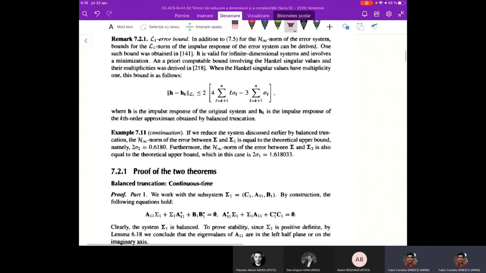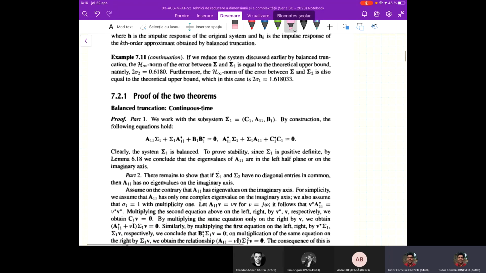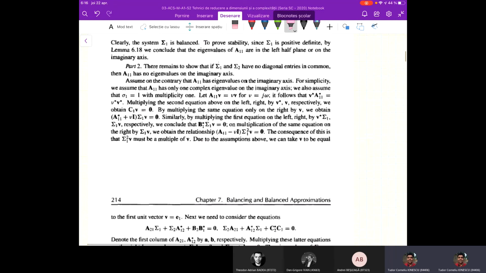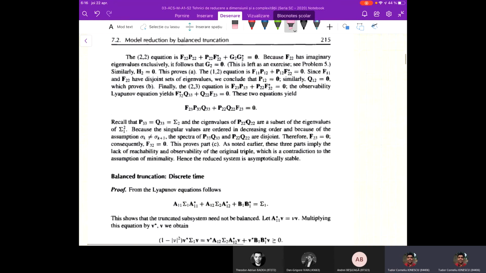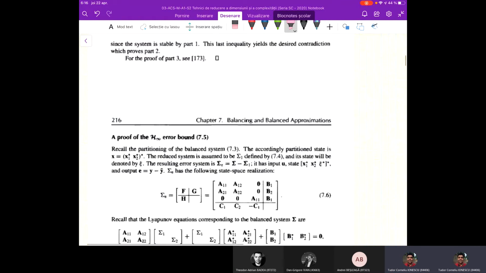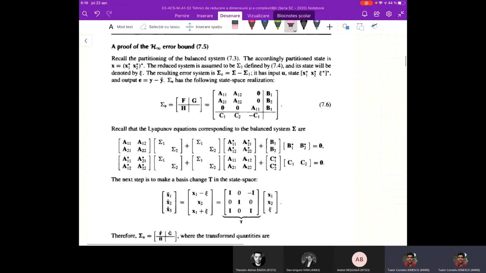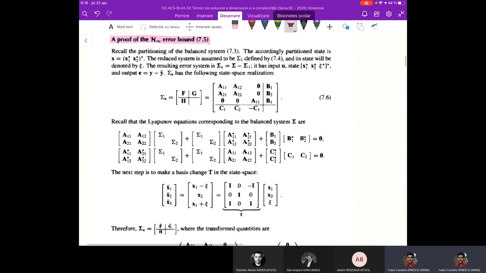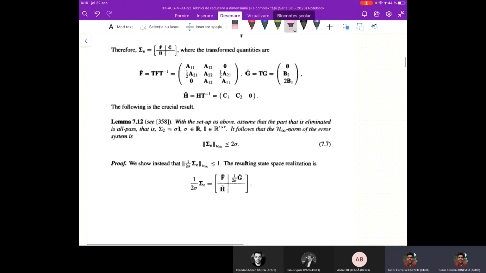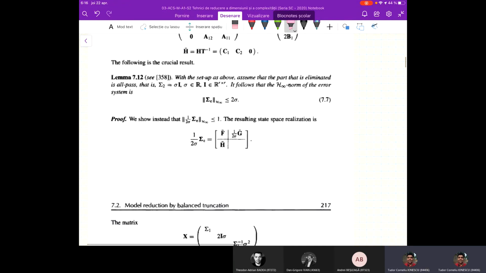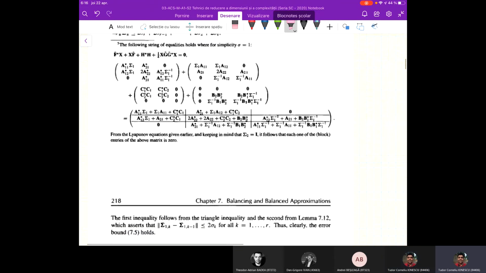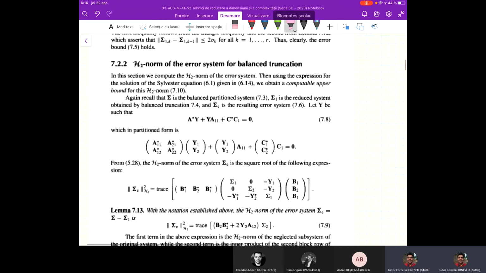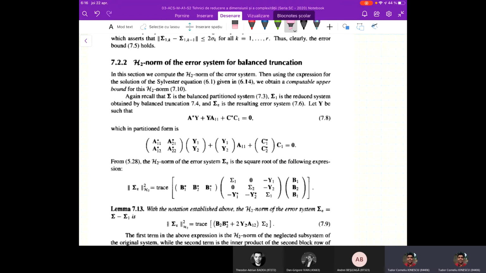There are also proofs, if you can have a look. There are the proofs of the theorems, which I'm not going to get into. If you want to look at them, fine. There is a proof, and there's also a proof for the H infinity error bound, with some lemmas which can be used. So there are a lot of interesting details you can have a look at if you're interested.